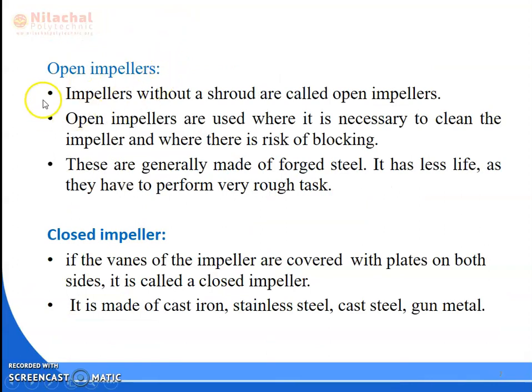Then we will discuss the types of impeller. Open impeller: what is an open impeller? An impeller without a shroud is called an open impeller. Open impellers are used where it is necessary to clean the impeller and where there is risk of blocking, and it is generally made of forged steel. It has less life as it has performed very rough tests.